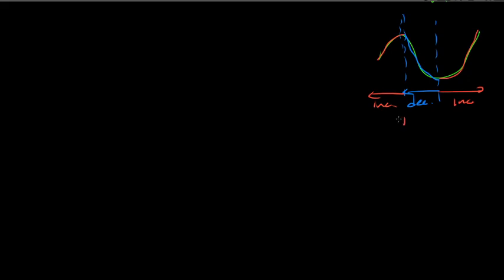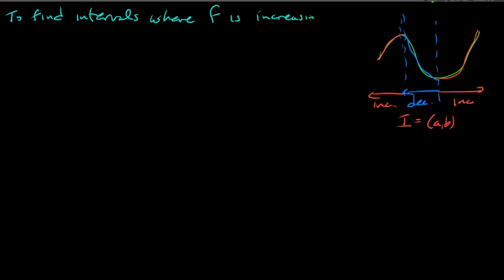These are going to be intervals, you can say I, and typically we'll use just an open interval from, say, A to B. So we have to figure out where our A and our B are. So that's what we're going to do now. To find intervals where your function f is either increasing or decreasing, it's just a three-step process.